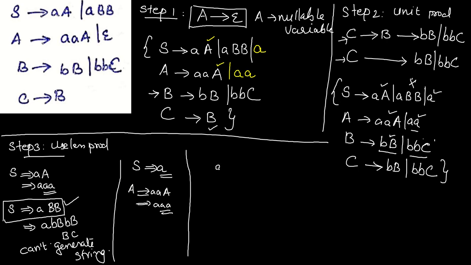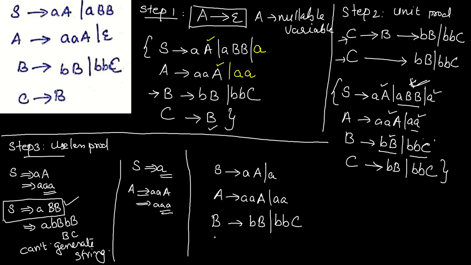After removing that, our production will look like this: S gives A. This one we have removed. Now we have A gives a or A. Then B gives BB or BBC. Then C gives BB or BBC. This is the production after removing useless productions. And now we have to see useless symbols. That is a symbol which is not reachable from S.